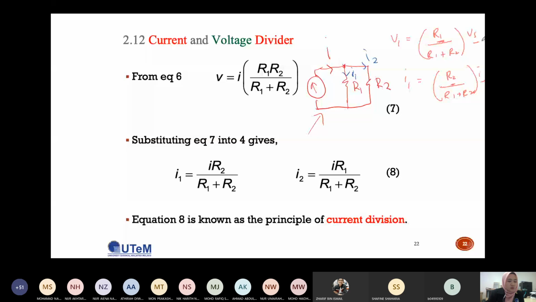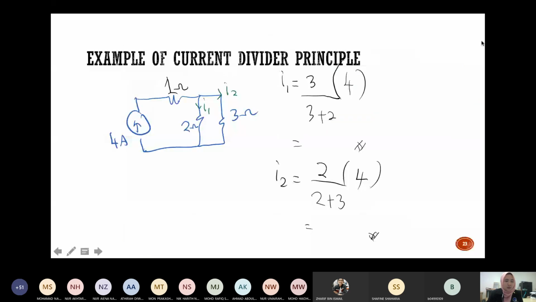Okay, so next we have an example. So this is a very simple example. You have a circuit like this. The question asks you to calculate for I1 and I2. Okay. So if you have a circuit like this and you want to calculate for I1 and I2, just use current divider.